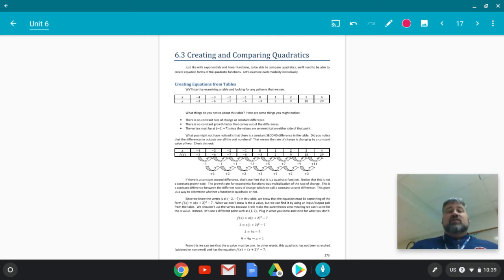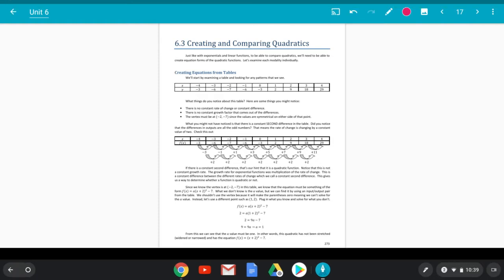Section 6.3. We're creating and comparing quadratics. Let's go to work. Before I get into this, I do want to talk about yesterday.